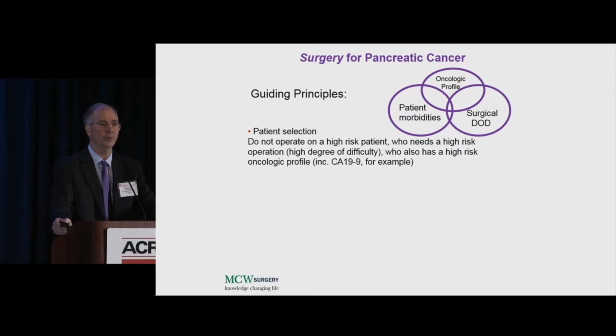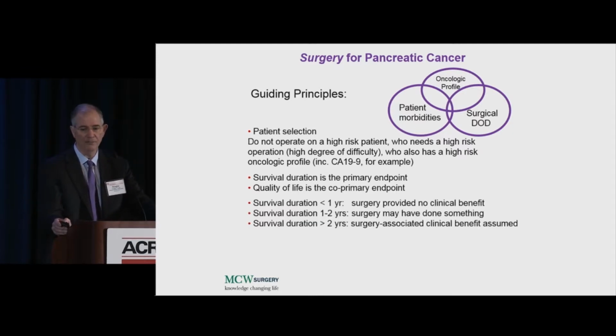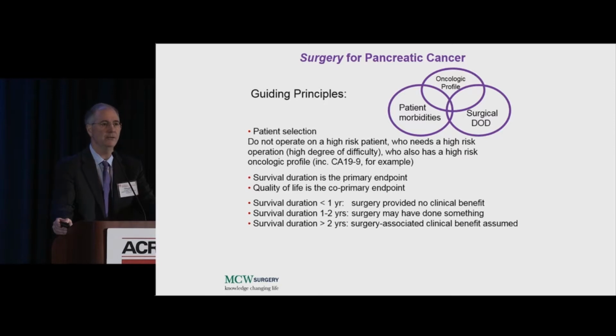Has the patient responded or not responded based upon clinical benefit, tumor marker profile? We have a paper we're submitting hopefully tomorrow to JCO looking at the importance of 19.9 and a few other biomarkers, and what the CT scan has done. Is it stable? Has it responded? Or has it gotten worse? Survival duration is the primary endpoint. Quality of life is the co-primary endpoint. Just to give you some guidelines, if the survival duration is less than 1 year, surgery did absolutely nothing.